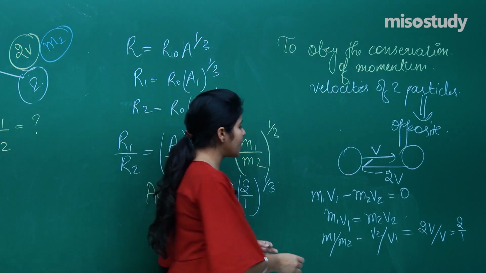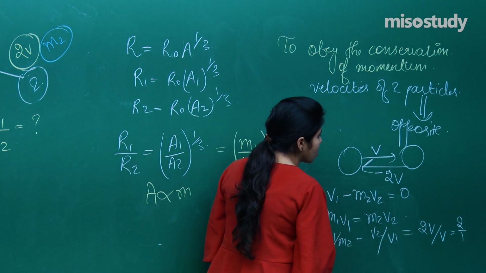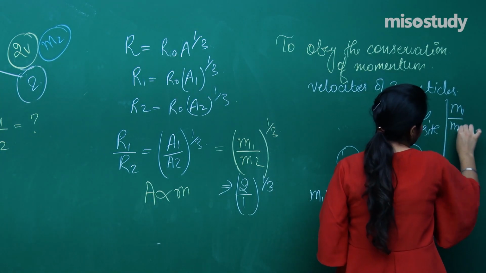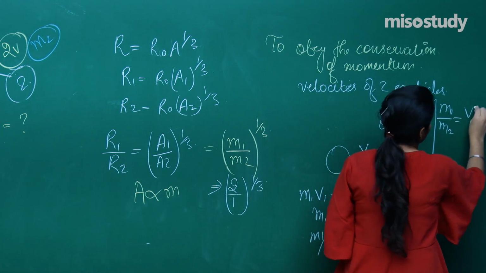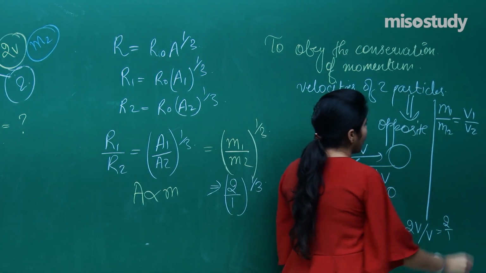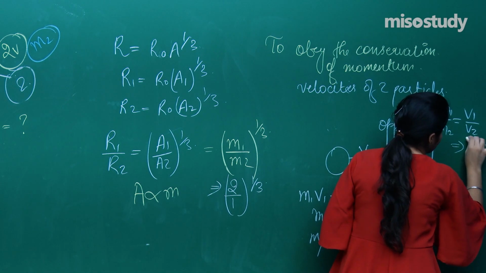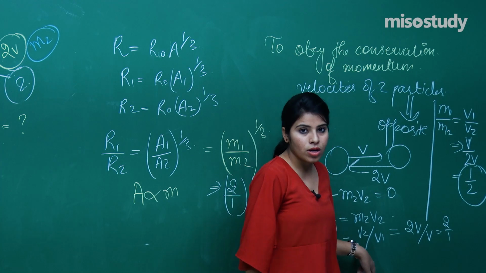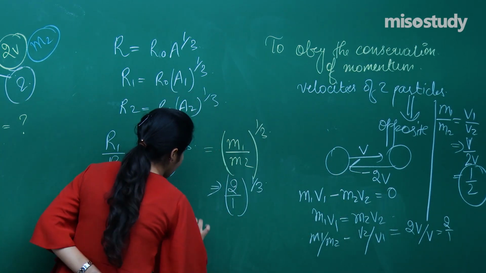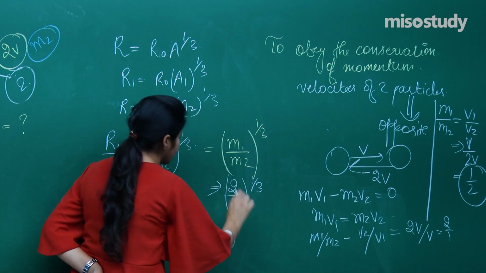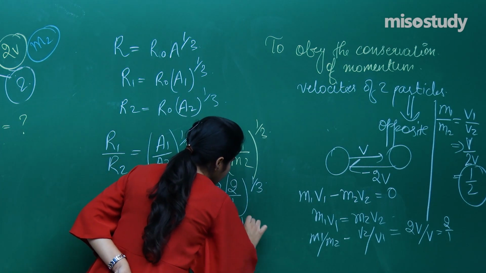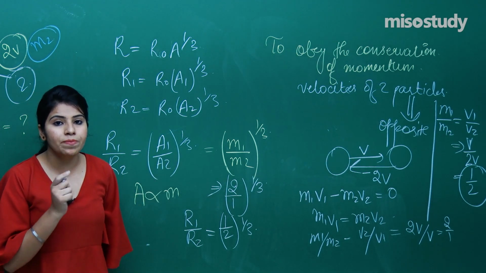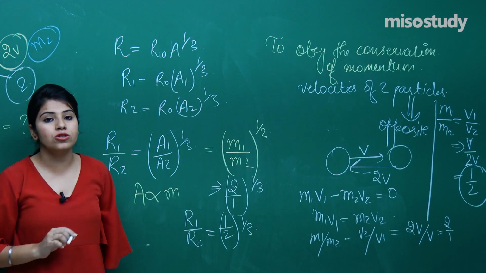But the other case will be that, let me just write over here once again, in that case your m1 upon m2 will be v1 upon v2. And you know that your v1 and v2 are v upon 2v, so it has come out to be 1 by 2. And now if you put your m1 upon m2 here, your answer will be 1 upon 2 raised to the power 1 by 3. So that thing you should keep in your mind, in which direction we should go.